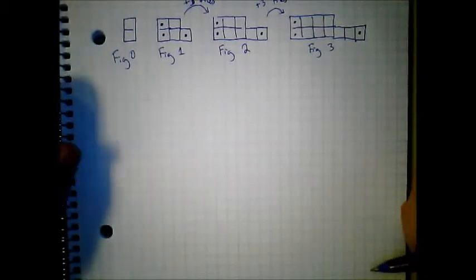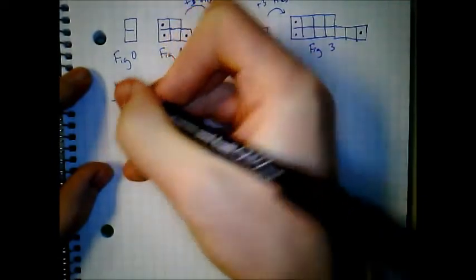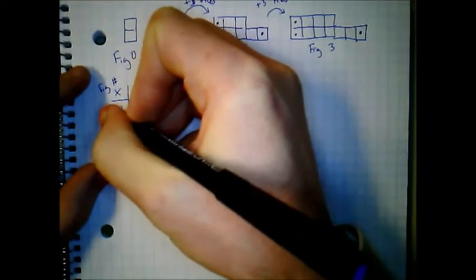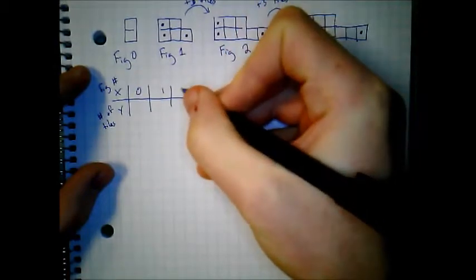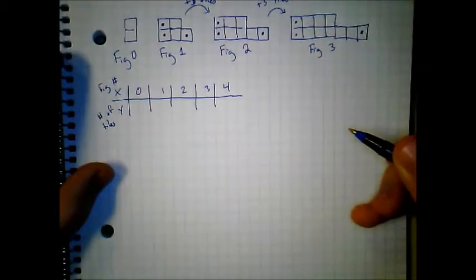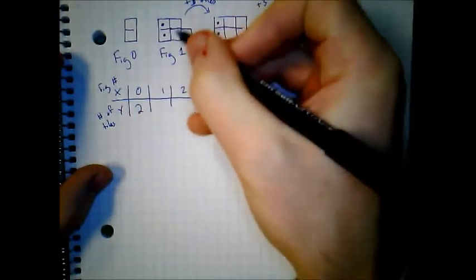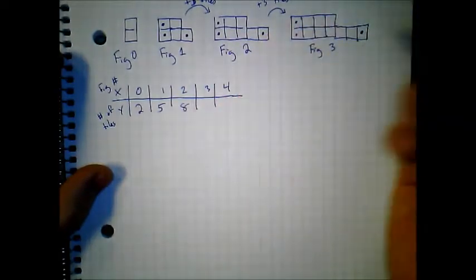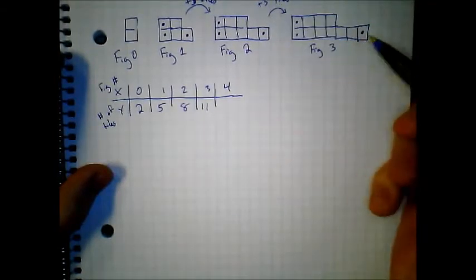So now we want to turn this into a table. We're going to make our typical XY table, where X represents our figure number and Y represents our number of tiles. So we're going to have figure 0, figure 1, figure 2, figure 3, and figure 4. So now we're just counting. Figure 0 has 2 tiles. Figure 1 has 5 tiles. Figure 2 has 2, 4, 6, 8 tiles. Figure 3 has 11.